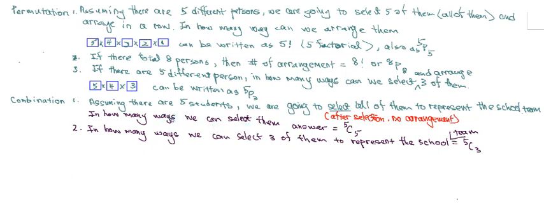Now, so how do you write a combination? Basically, there are a total of 5 persons, and you're going to select 5 of them. Okay. So the number of people you're going to select is 5. So it's 5C5. For example, if you're going to select 3 of them only, then it will be written as 5C3.